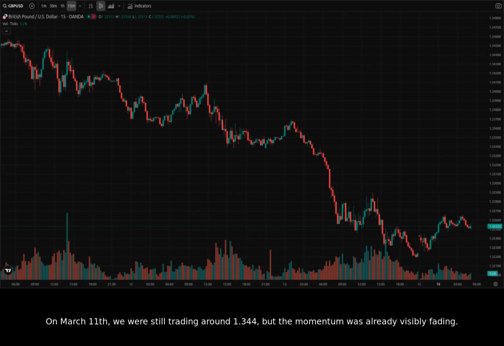On March 11th, we were still trading around 1.344, but the momentum was already visibly fading. By March 12th, the price had drifted down to 1.337, setting the stage for the massive gap down in sentiment. Currently, on March 15th and 16th, we are seeing the price hover around the 1.3245 mark.